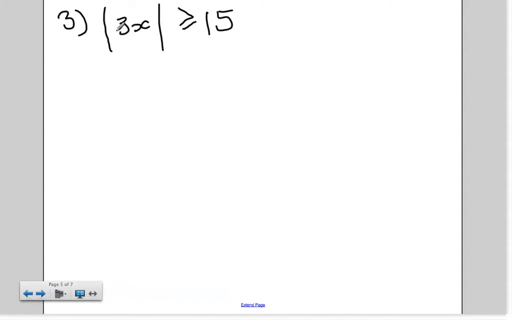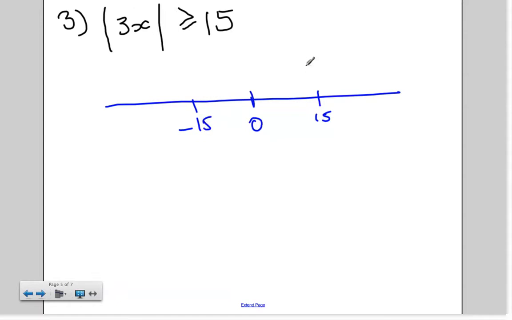This time we want the bit inside to be greater than or equal to 15. So there's 0. Probably most of you can anticipate that we're going to use 15 and minus 15. So we want the thing in there to be at a greater distance than 15 from the origin. So we want it to be further away than 15 that way, shaded in because it's greater than or equal to, or further than 15 that way from the origin. Okay, so let's take the positive case first.